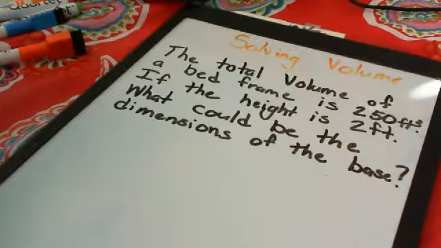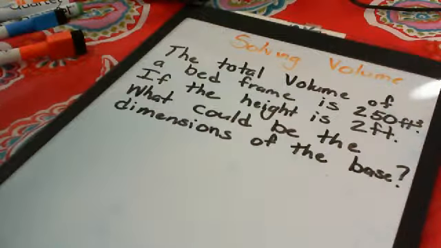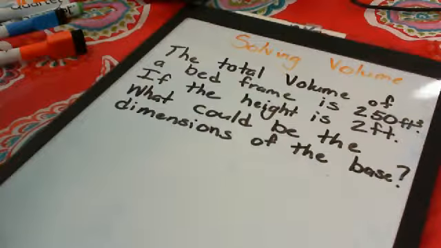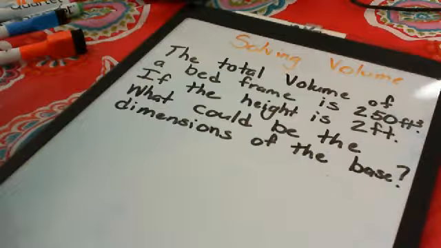So let's look at this last problem for this week. It involves solving volume. It tells me the total volume of a bed frame is 250 feet cubed. If the height is 2 feet, what could be the dimensions of the base?